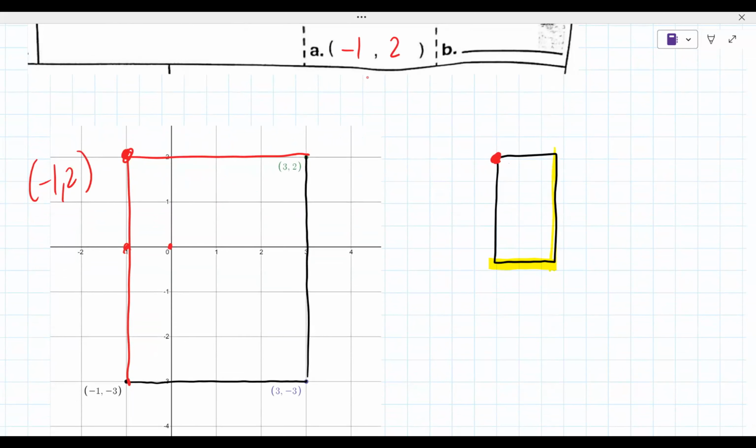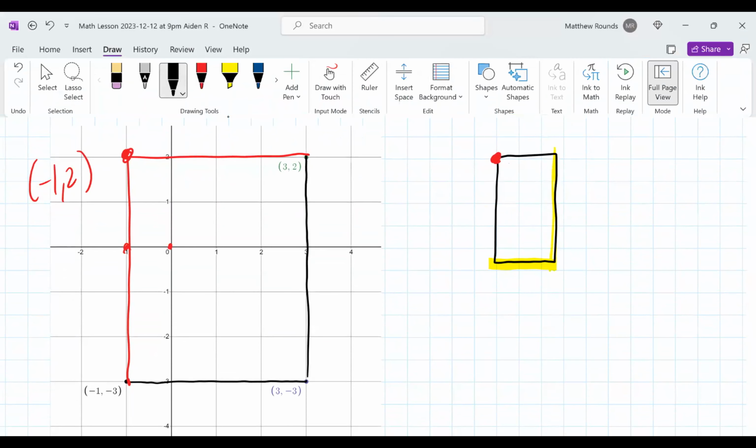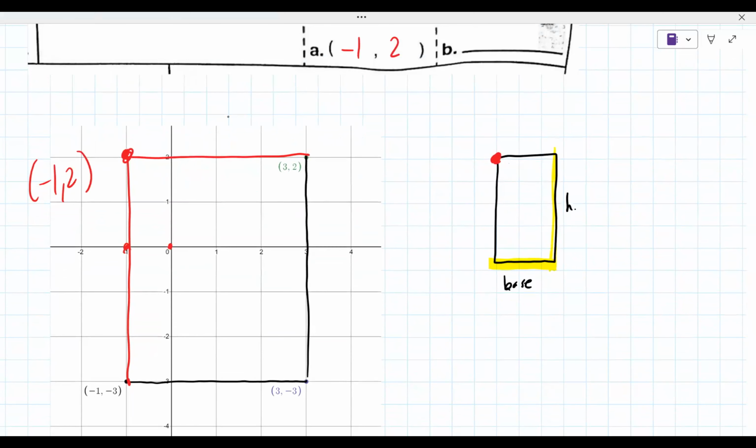You remember the formula for area? The formula for area. Do you remember the formula for area of a rectangle? I think area is multiplying sides. Base times height. Perimeter is adding all the sides together.